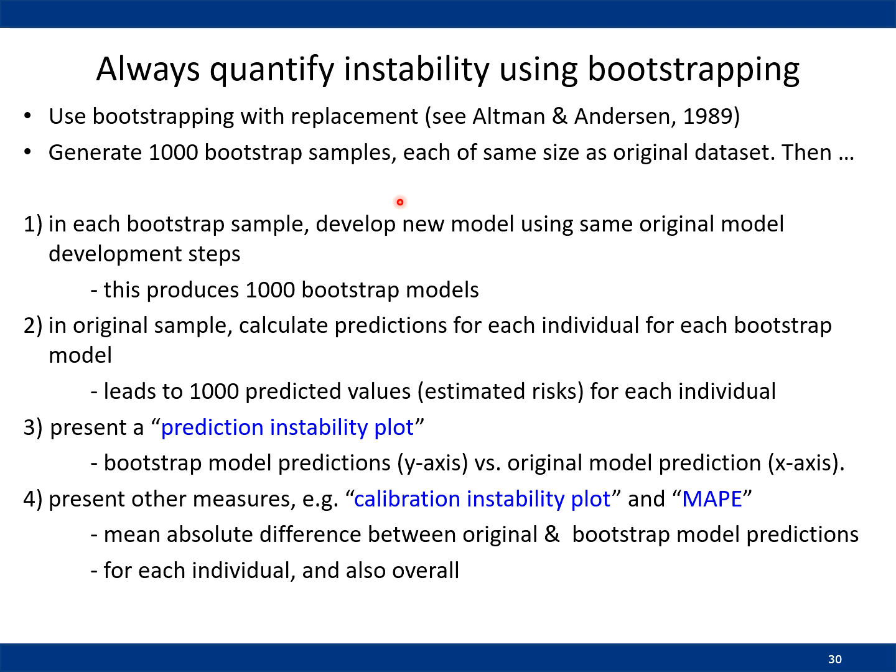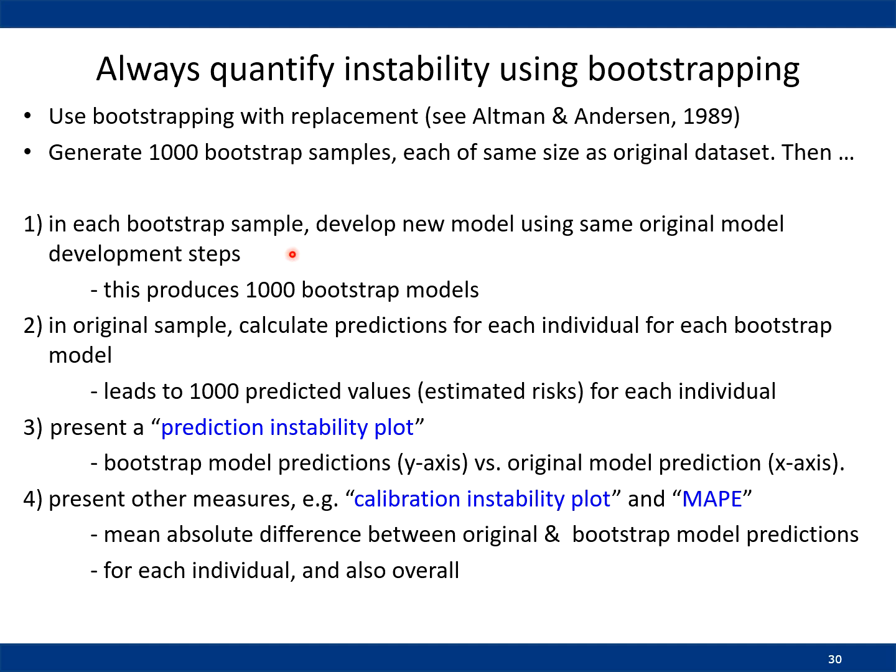So a different model, from a data set of the same size, developed using the same development process that you did before, if that's giving you a very different prediction for an individual than your original model, then something's concerning. So the bootstrap process is basically you generate, let's say, 1,000 bootstrap samples, each of the same size as the original data set.